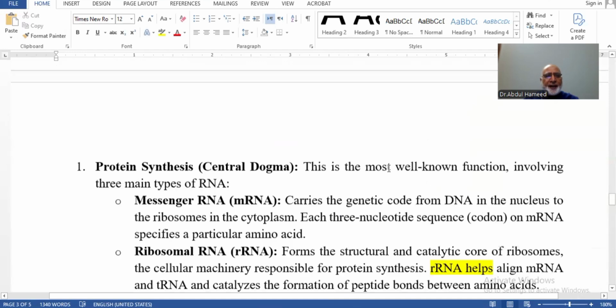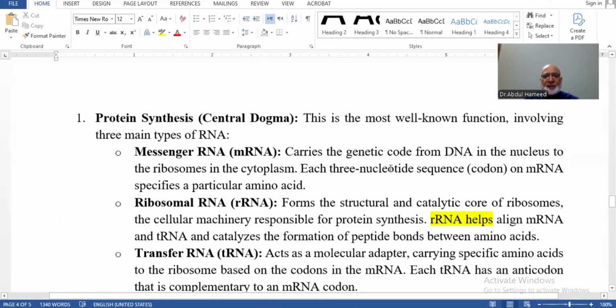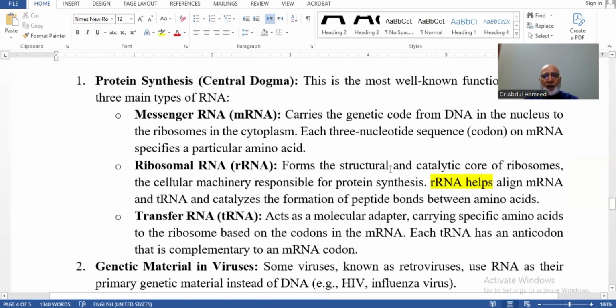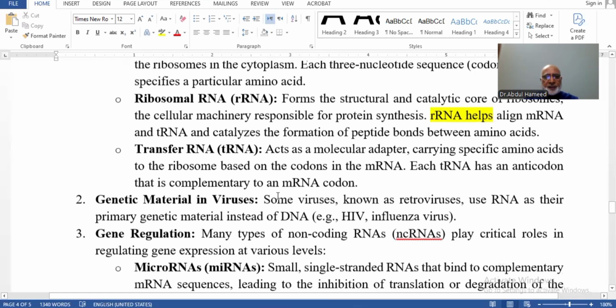So functions of RNA: protein synthesis due to the central dogma of life. Messenger RNA carries the message, having codons. Ribosomal RNA provides a scaffold, providing ribosomes for the interaction of messenger RNA. Ribosomal RNA plays a very important role because it is the structure responsible for the formation of ribosomes. Transfer RNA carries the required amino acid.